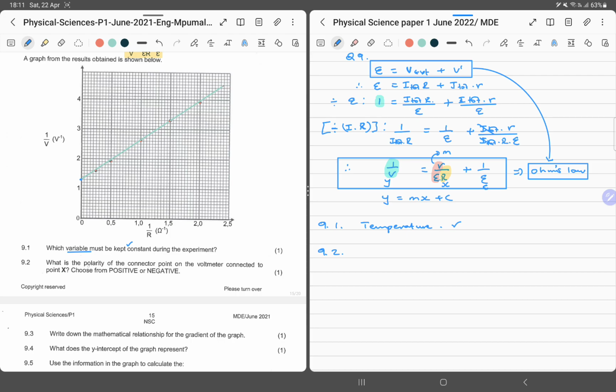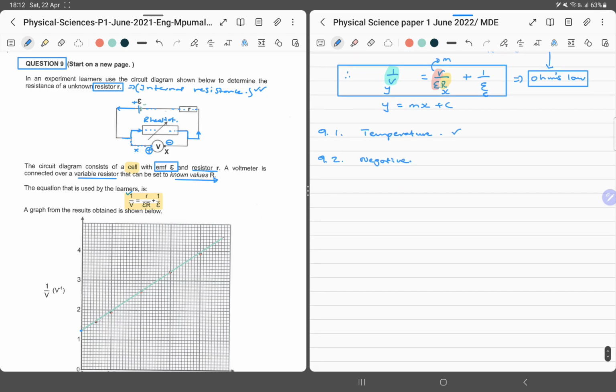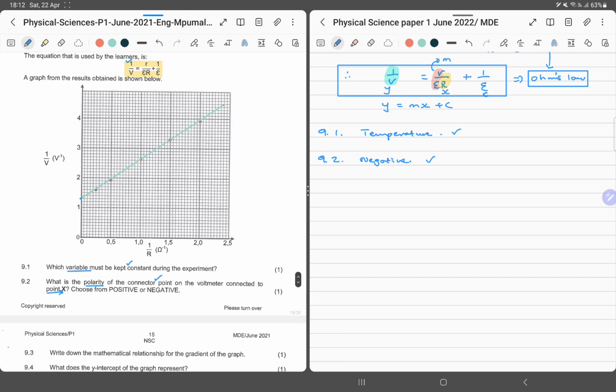What is the polarity of the connector point on the voltmeter connected to point X? Okay, great. So if you're looking at the circuit here, remember, current passes from left to right, isn't it? So we always move from positive to negative terminal. So it means this is connected to the positive end of our voltmeter, and that should be the negative end of our voltmeter, right? Right, so it means it's negative. Okay, easy mark also.